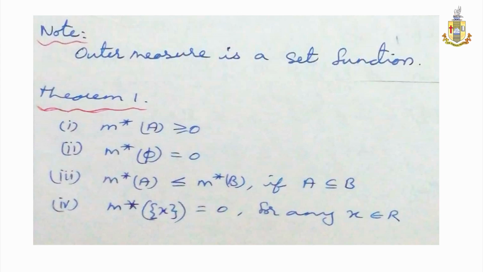Next, moving on to the theorem, it has 4 parts and we are going to prove it one by one. The first subdivision is m star of A is greater than or equal to 0. Second portion is m star of phi equal to 0. Third one is m star of A is less than or equal to m star of B if A is contained in or equal to B. And the fourth one is m star of x equal to 0 for any x belongs to R.